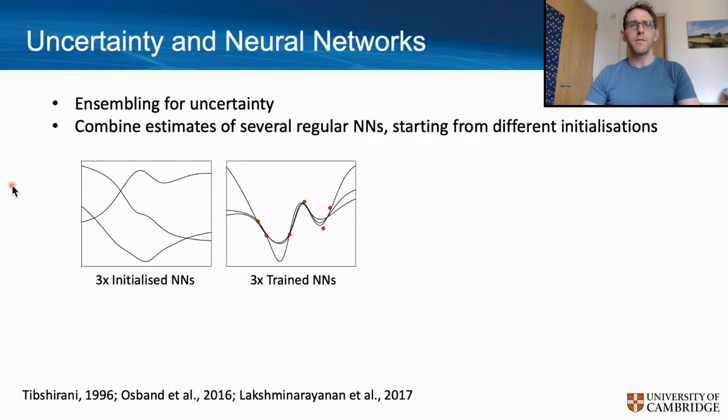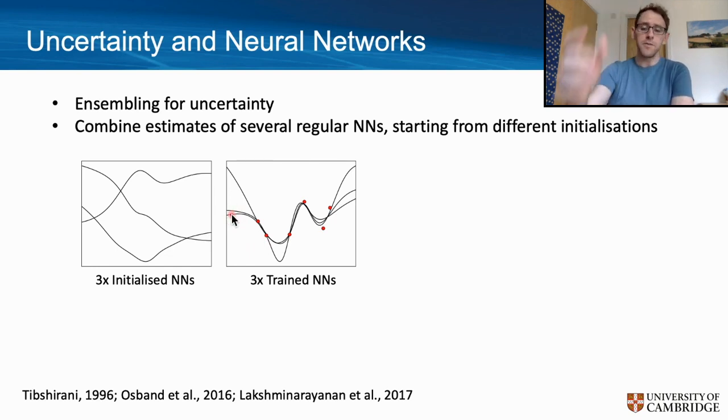So the idea of ensembling is pretty simple. We're going to start off with a small number, say 5 or 10 neural networks. They start from different initializations, and we're going to train them on the same data. What you find is that in regions where you have data points, these neural networks tend to hit similar estimates, whereas where you didn't have data points, they tend to keep a bit of diversity.